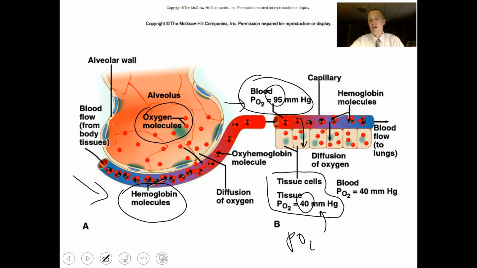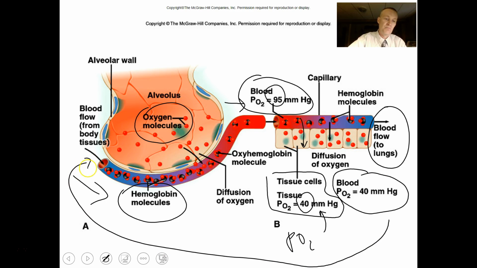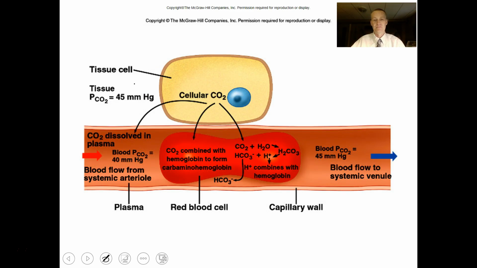Now, of course, after blood flows out of the tissues, it's lost a lot of its partial pressure of oxygen because it unloaded it to the tissues of the body. Now it's going to go back to the lungs to pick up more oxygen, because remember, at the lungs, the partial pressure of oxygen is 100 millimeters of mercury, so it can pick up more oxygen.